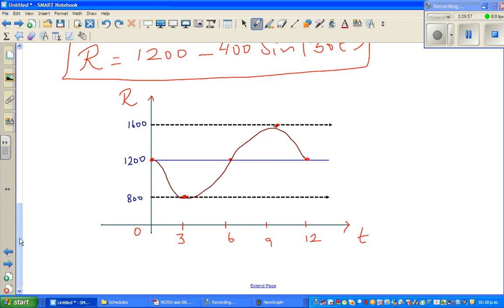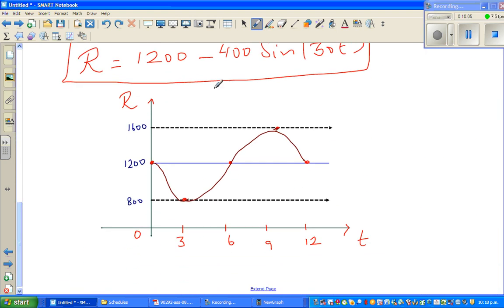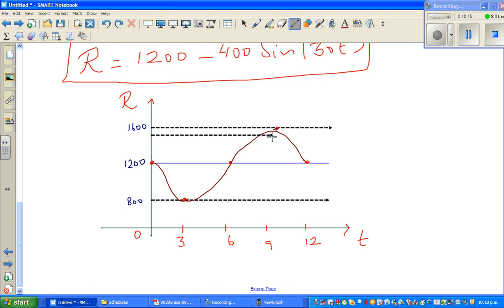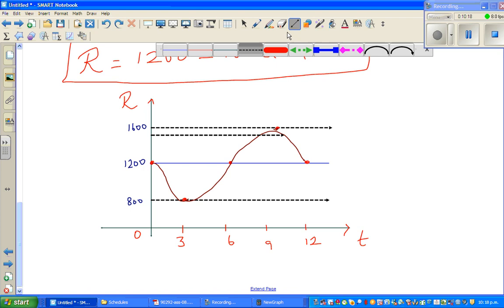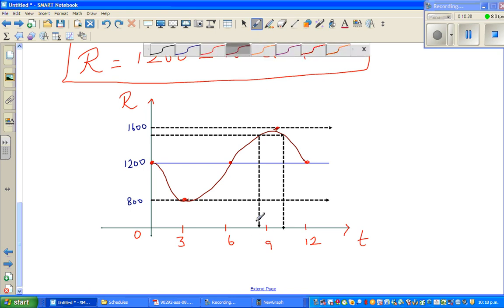Okay, so the question is, for how long during the year would the observation be more than 1500? So where is 1500? If this is 1200 and this is 1600, I will say 1500 is here. So these are the two times. They're asking for the duration, so this is your T1 and this is your T2. Now we can use a calculator. The question is, you want to find T2 minus T1.